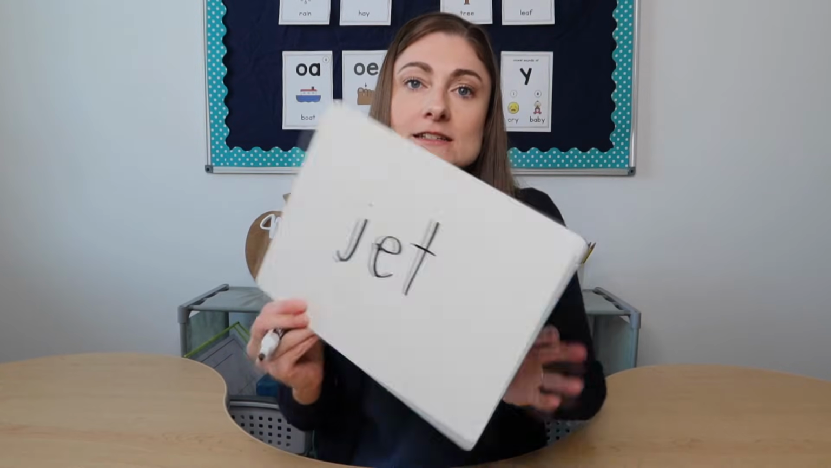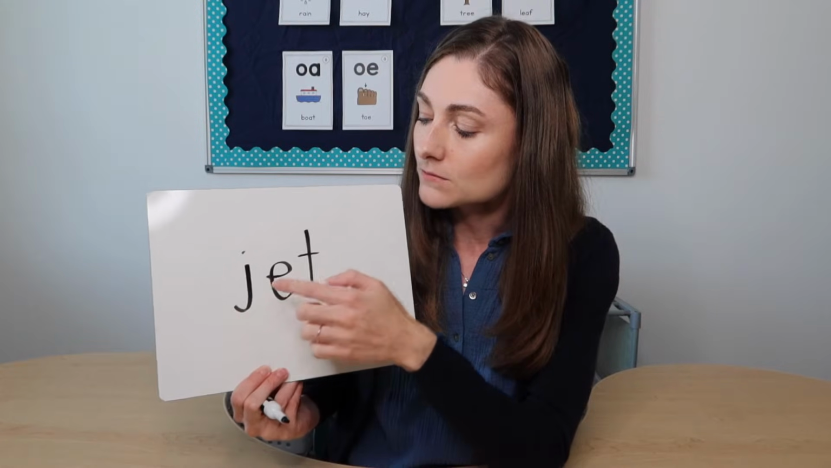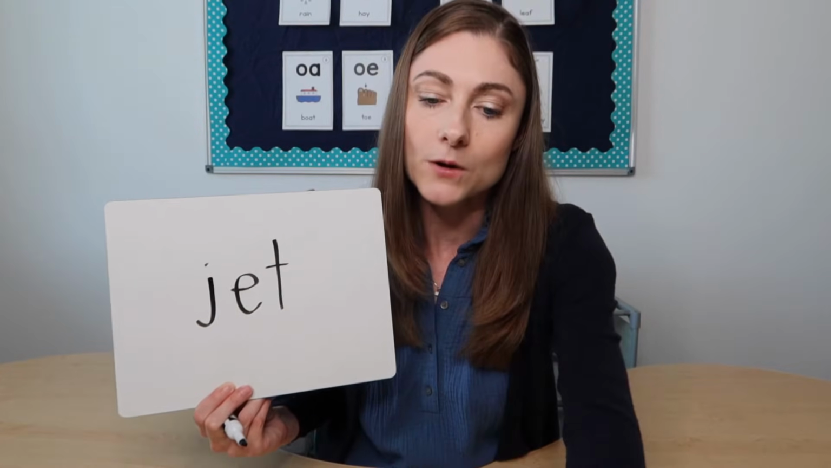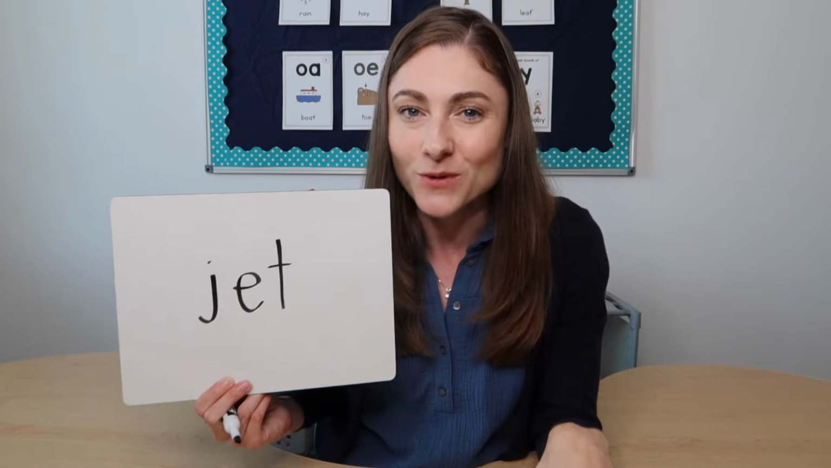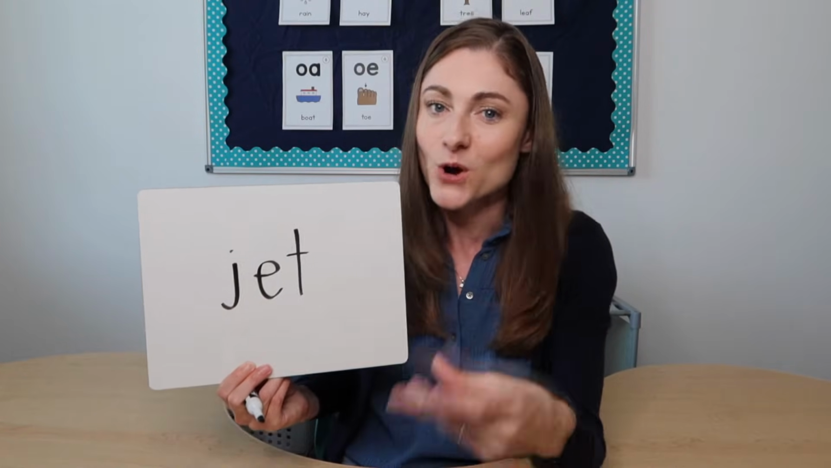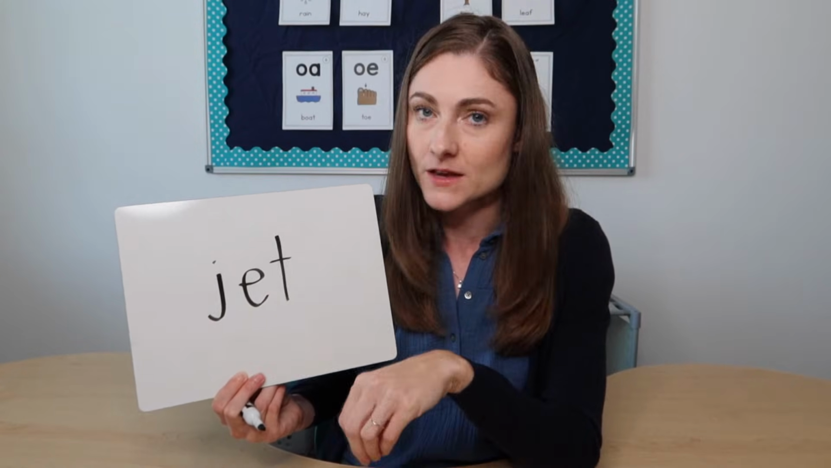So this word is jet, right? And this is an example of a CVC word, consonant, vowel, consonant. We've got a short vowel. Now, for a child to be able to read this, for us, it's just instant. It's probably a sight word for us. We know it instantly. There's no decoding going on.